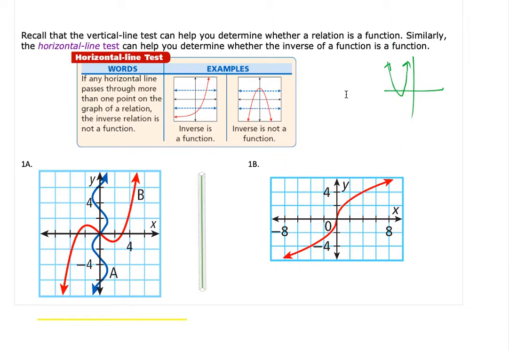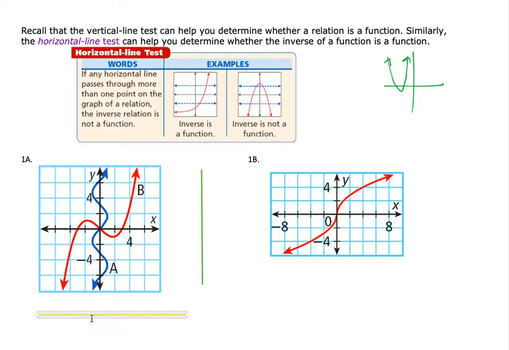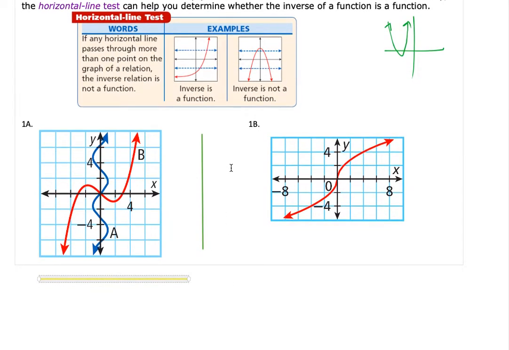Likewise, if you're going to use your horizontal line test, if it touches in more than one place, then we know its inverse is not a function. Okay? So in this case, the inverse of this quadratic parabola is not a function. And I know that. So let's take a look at a couple examples here.